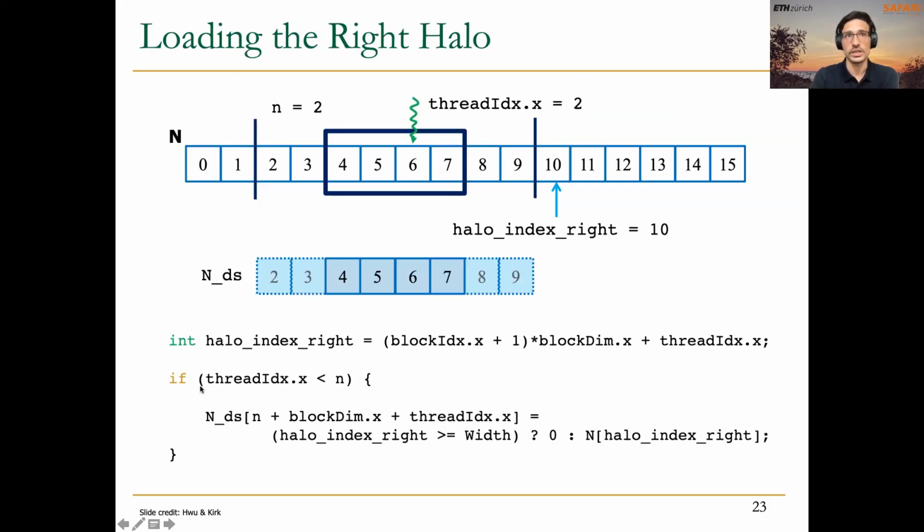And then inside this if statement, what we do is make sure that only those threads indexed with an index lower than the halo size, which in this example is two, so only threads zero and one, are going to work here. They have to go to the corresponding position in the array N that is in global memory, given by this halo index right. They read it from global memory and then store it in the corresponding place in shared memory. So for example, for thread zero, halo index right is equal to eight.